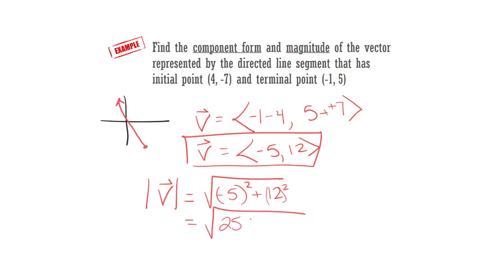Okay, 25 plus 144, which ends up being the square root of 169. Wait a second. I think that's a perfect square. It is. So my magnitude actually ends up being 13.